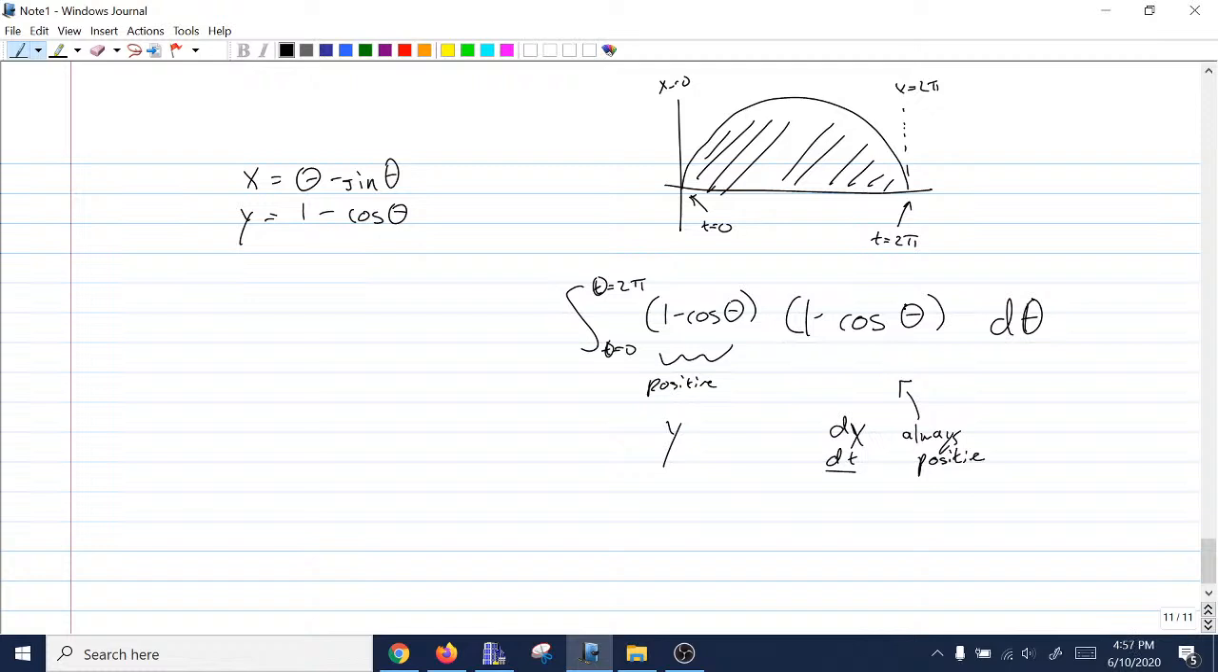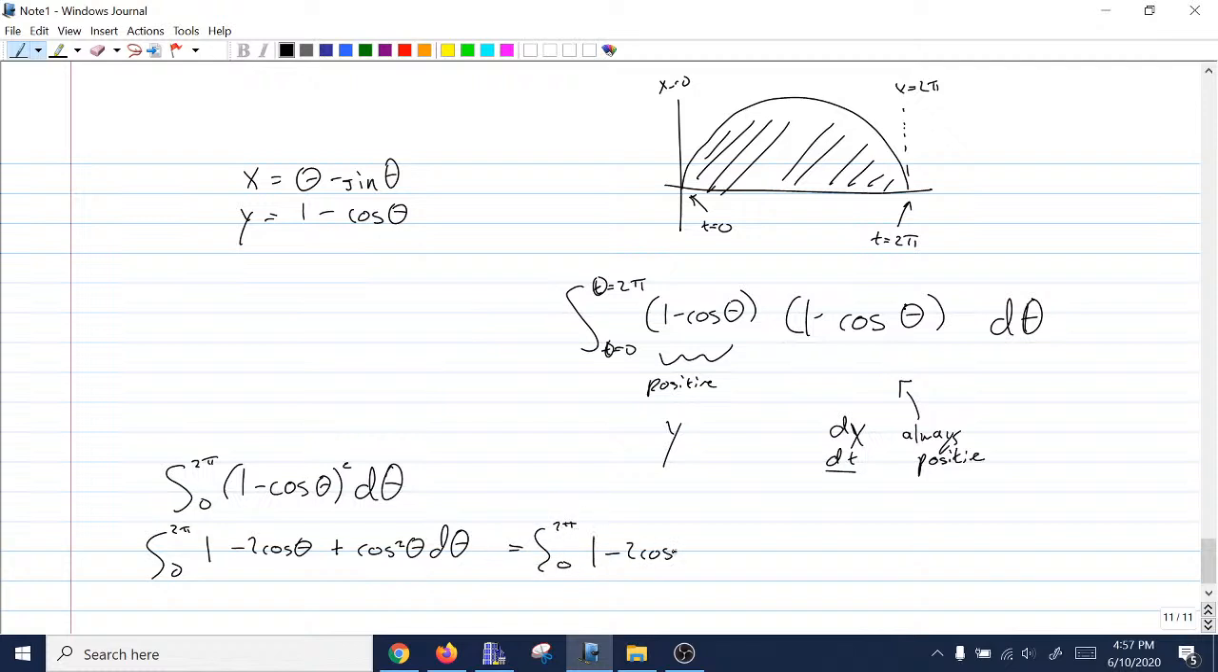What's the integral from 0 to 2 pi of 1 minus cosine theta quantity squared? I guess we need to FOIL that out. We're going to have a cosine squared to deal with. How do you integrate cosine squared? Cosine squared theta is 1 plus cosine 2 theta over 2. So we get 1 minus 2 cosine theta plus 1 plus cosine 2 theta over 2.